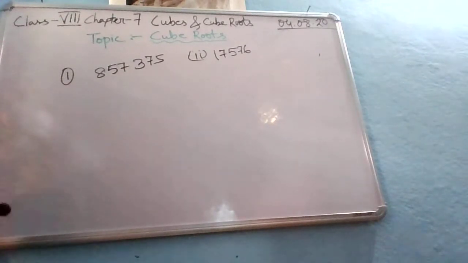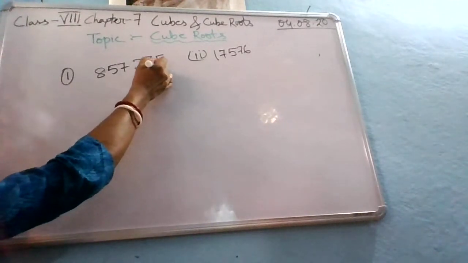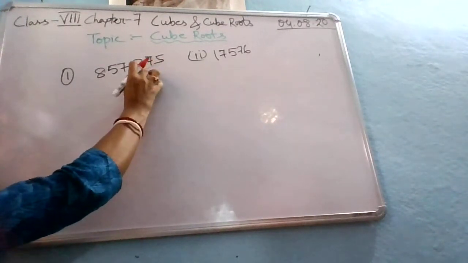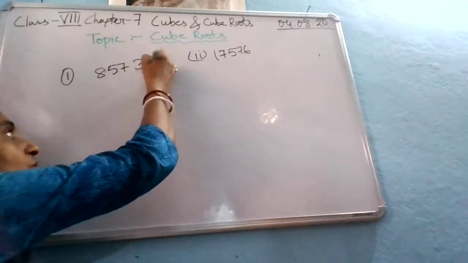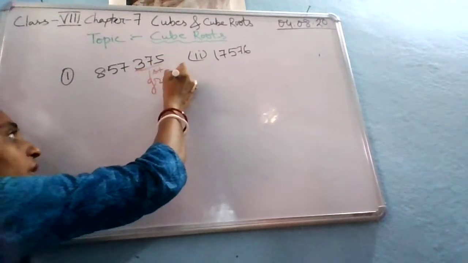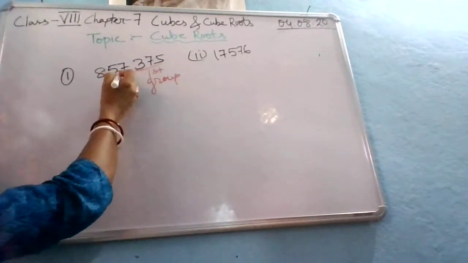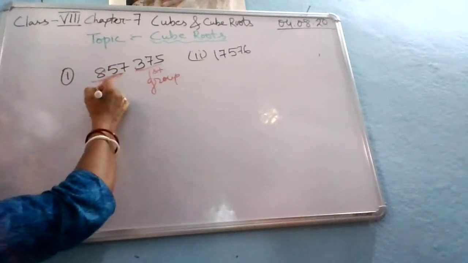So for that, what is the first thing we have to do? As we did in square numbers for the division method, we used to make groups of two numbers and start from the unit place. Here also we will do the same. First I will start from the unit place. In the case of a cube we will take a group of 3. This is the first group. Now after that another 3 numbers. Here a 6-digit number has been given, so this is the second group.